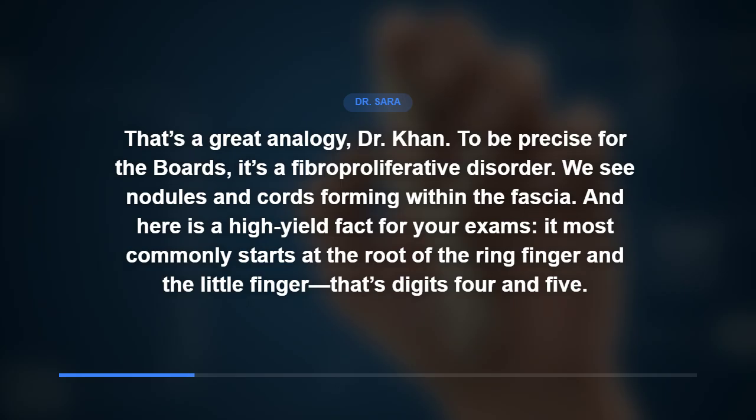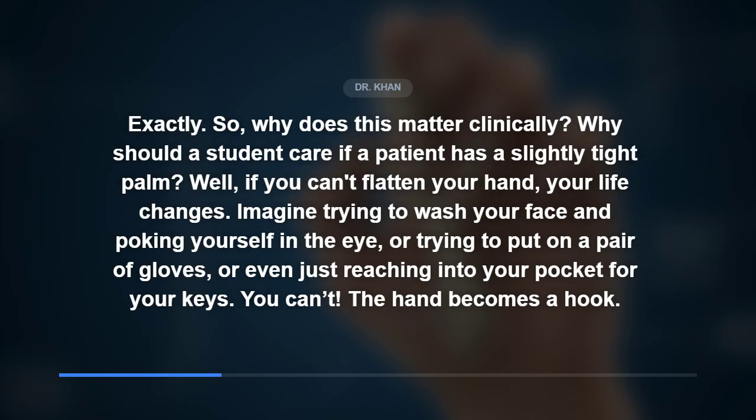That's a great analogy, Dr. Khan. To be precise for the boards, it's a fibroproliferative disorder. We see nodules and cords forming within the fascia. And here is a high-yield fact for your exams. It most commonly starts at the root of the ring finger and the little finger. That's digits 4 and 5.